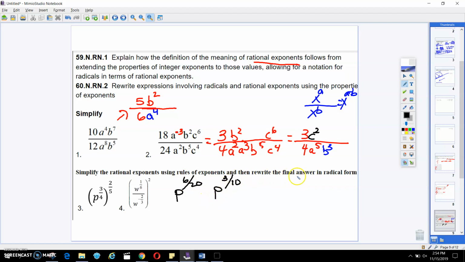It does tell me to write it in radical form. So with that being said, remember your denominator is going to be the root and your numerator is going to be the exponent. And what I mean by that is when you write this in radical form, p is going to go underneath the radical, 10 is going to go out here in this little cubby hole, and then you're going to have 3 as an exponent.